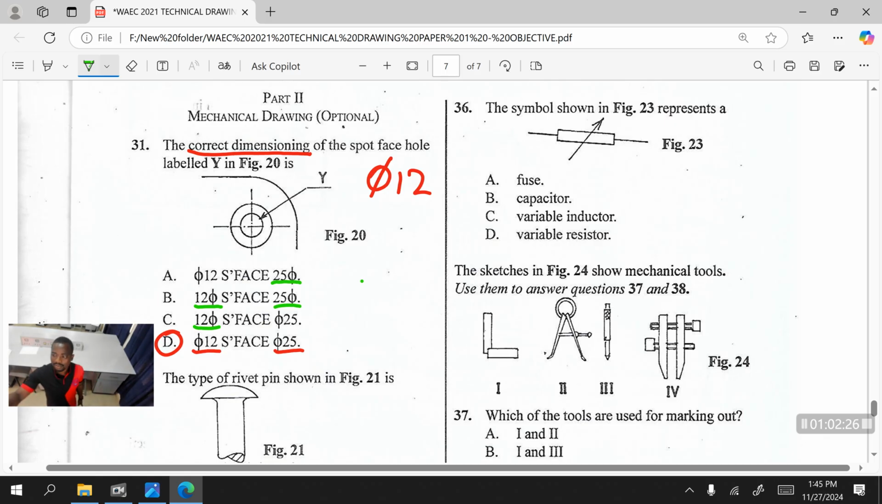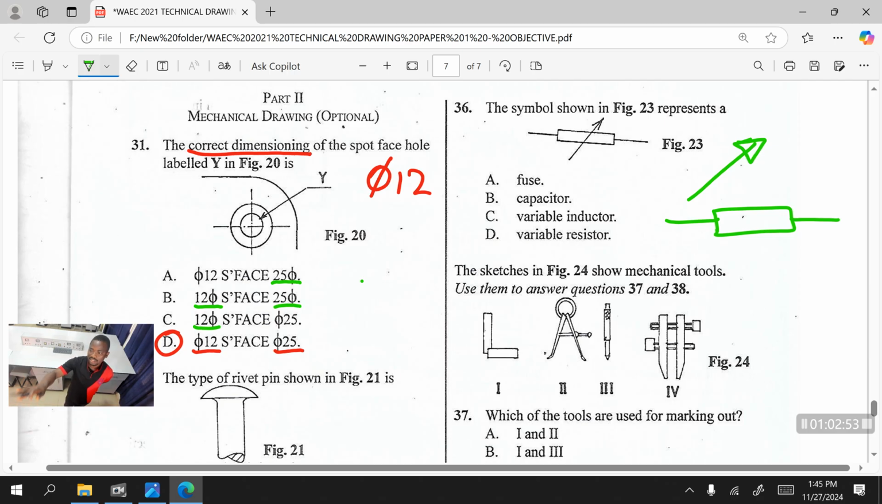Variable: anywhere you see variable, you must see what? You must see this arrow. When they put this arrow on any symbol, any convention for an electrical component, this sign means it is the variable of that component. If there is no sign like this, that means it is the fixed version of that component. So the symbol for a resistor is this. The convention for a resistor is this. Do you get it now?